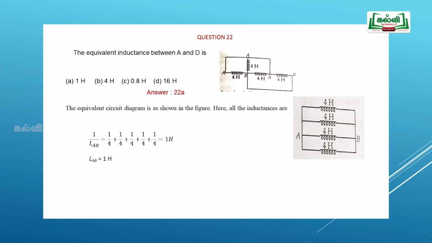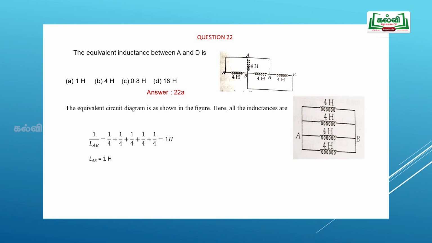Question number 22. See, there are 4 inductors. It's like solving resistances in second chapter. They have to be solved in a similar way. This is NA, NA and NA. So 1, 2, 3, 4. All 4 are connected to NA. And similarly, all 4 are connected to NB. This is NB and this is also NB. Only this is somewhat similar.